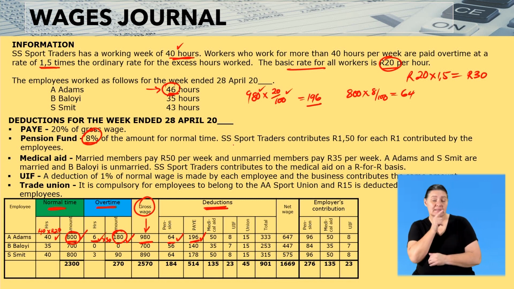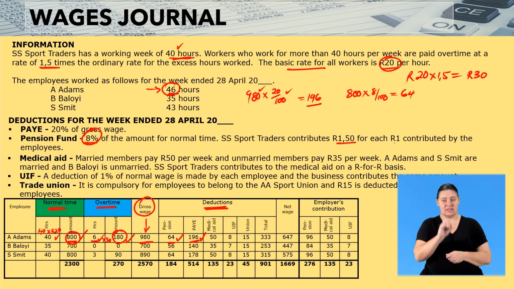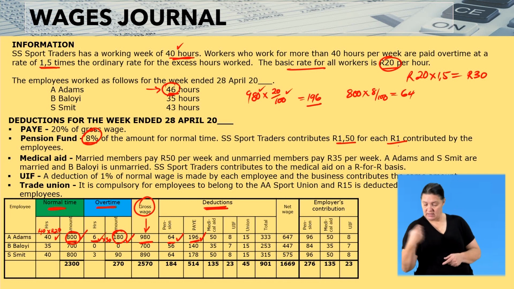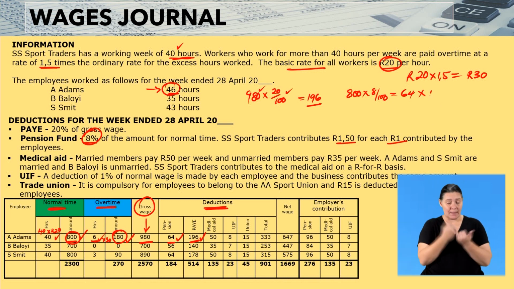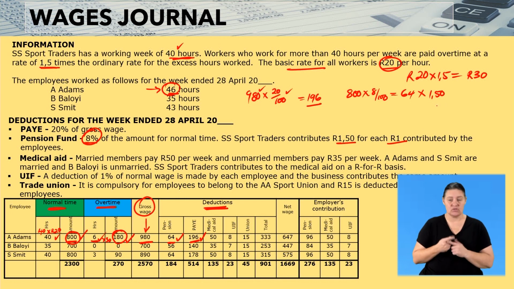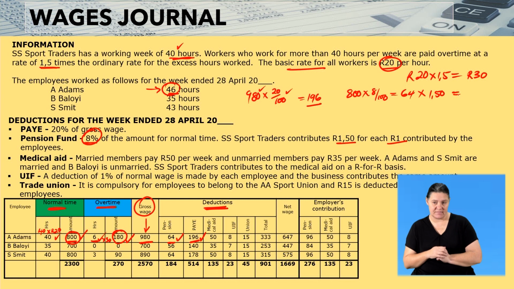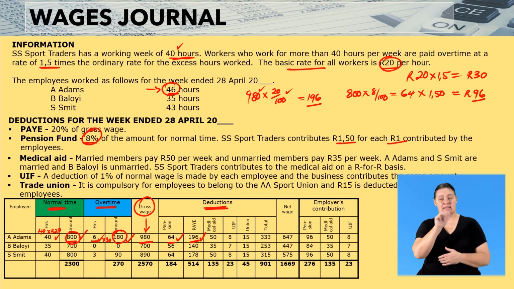But they told me that the company contributes 150 rand for each rand contributed by the employee. That means from the 64, the company is going to put 150 rand for every rand that is deducted from the employee. So I'll say 64 multiplied by 150 rand. That is going to give me, please punch that in your calculator, you get 96. That is how I get my pension fund, 96 here.